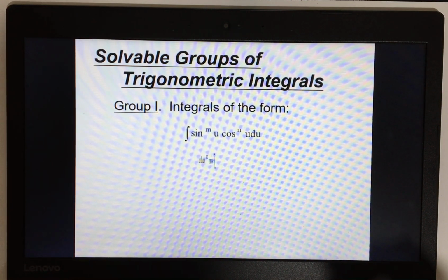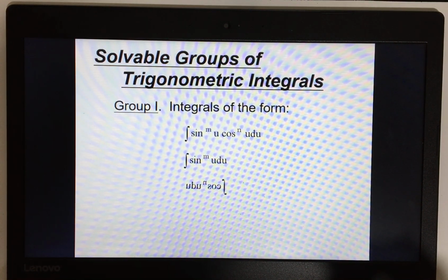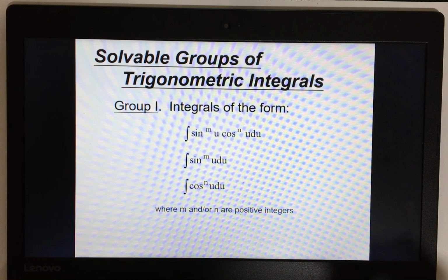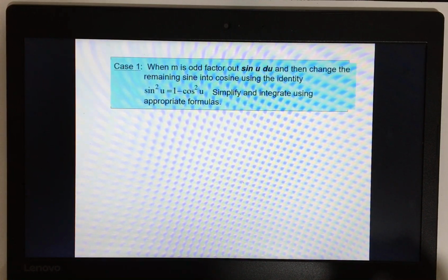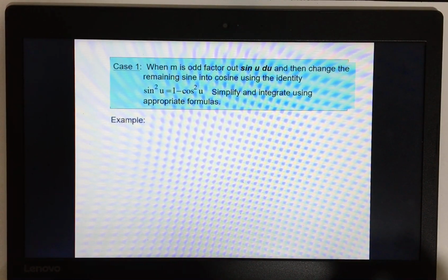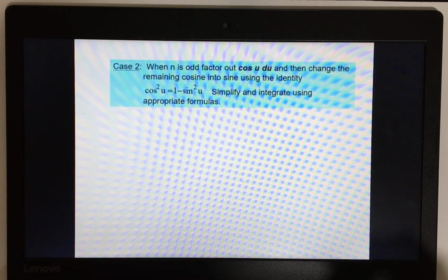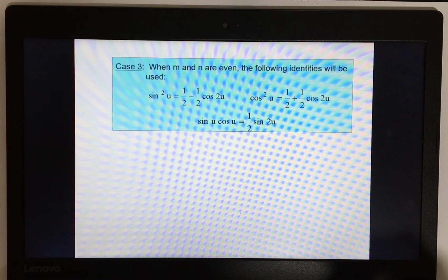integral of sine u to the m times cosine u to the n du, and we have the integral of sine u to the m du and integral of cosine u to the n du, where m and or n are positive integers. And then we have three cases, so we solve three cases here. Case 1, then we solve this example, okay, and then we have case 2, and then I give you this example. I solve this problem. Then we have case 3, alright, and we have this example also.